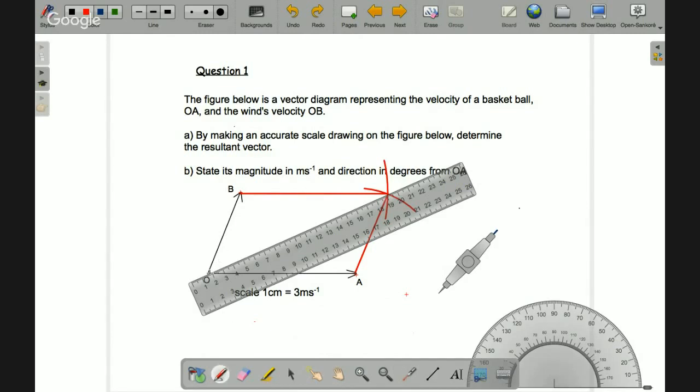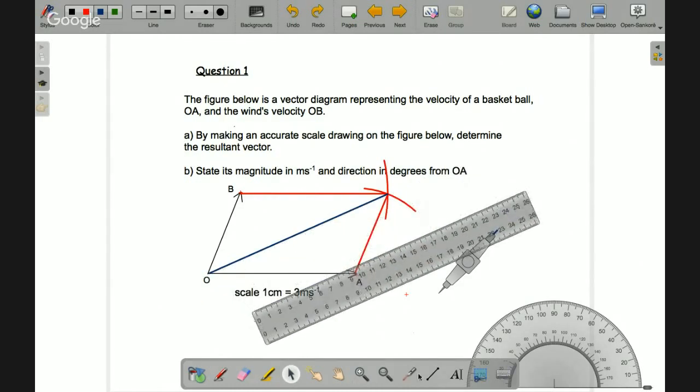Alright, so let's just use this. Okay, so that's the vector I'm interested in. Okay, good. So what we have is that this line is the resultant. This is the resultant vector.